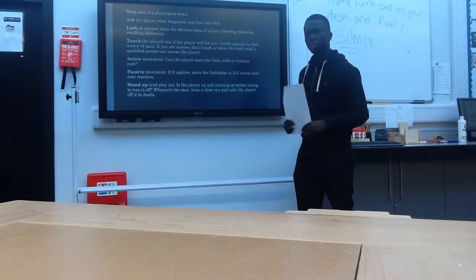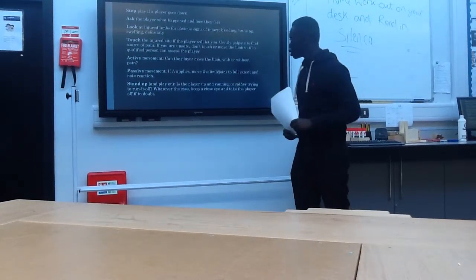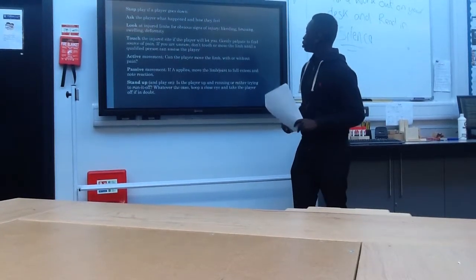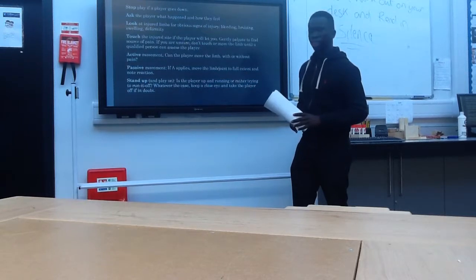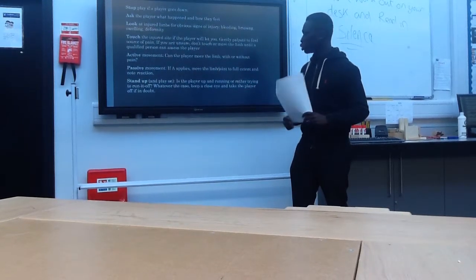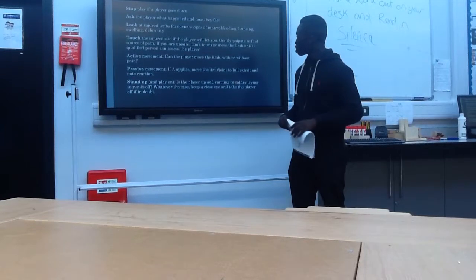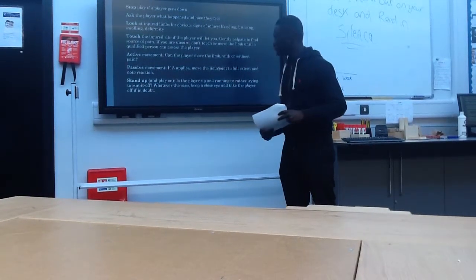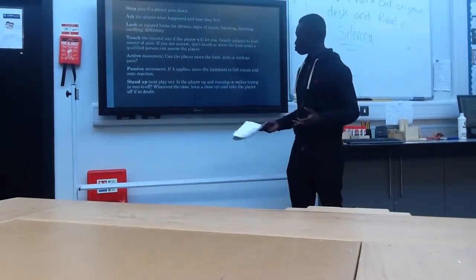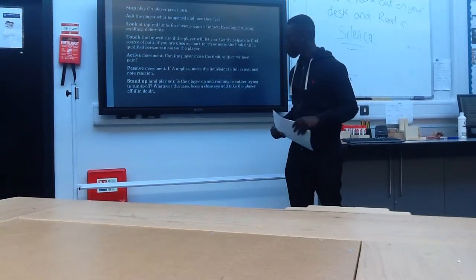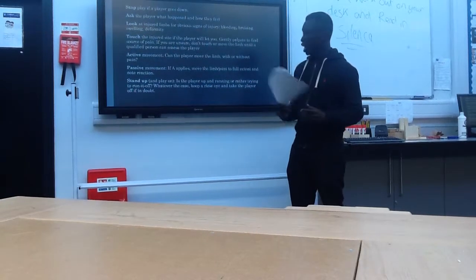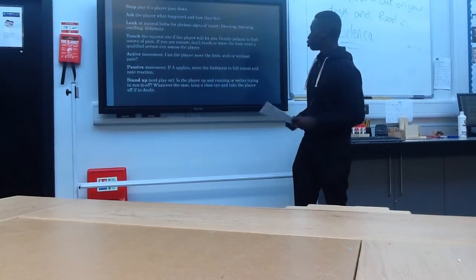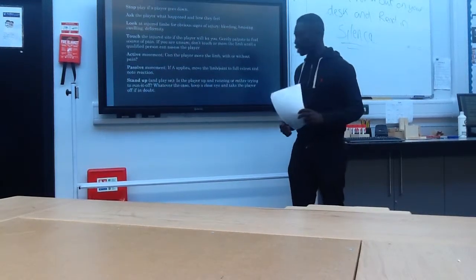T, touching the injured player. Touching the injured side, in fact. They'll let you know where the injury is. Gently touch the area where the injury may be to assess how bad the limb injury is. A, active movement. Can the player move the limb, with or without pain? Passive movement. If active movement applies, move the limb or joint to its full extent and note down the reaction.